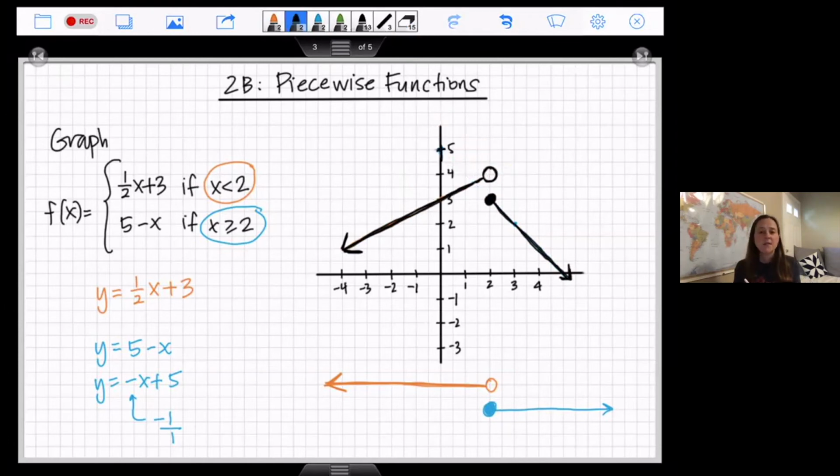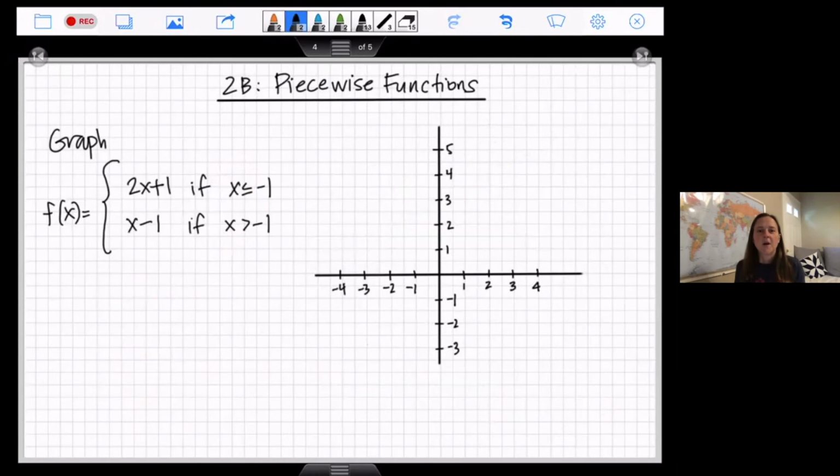And everything you see in black is part of my final answer. Those orange and blue lines below, again, were just a tool to help me to get the right graph. So here's the graph of our function. All right, let's try another one.